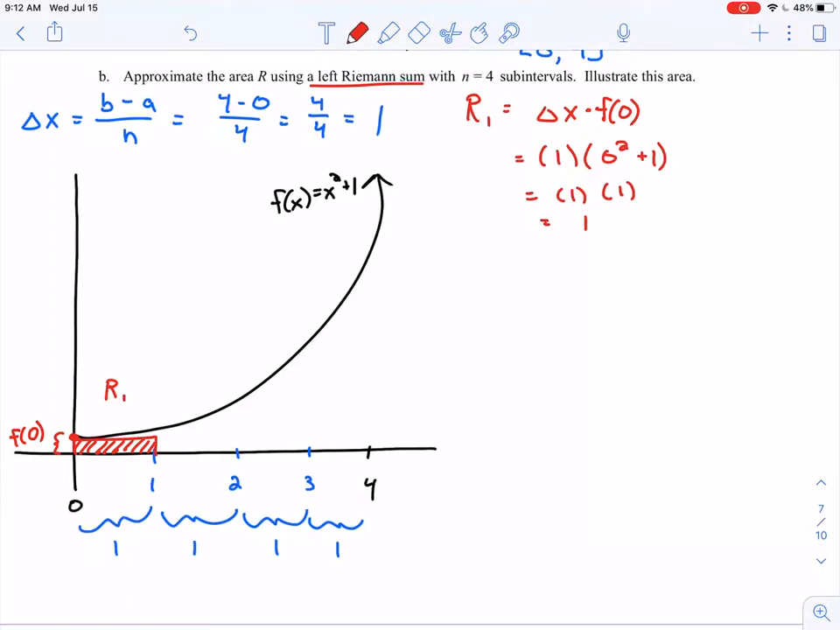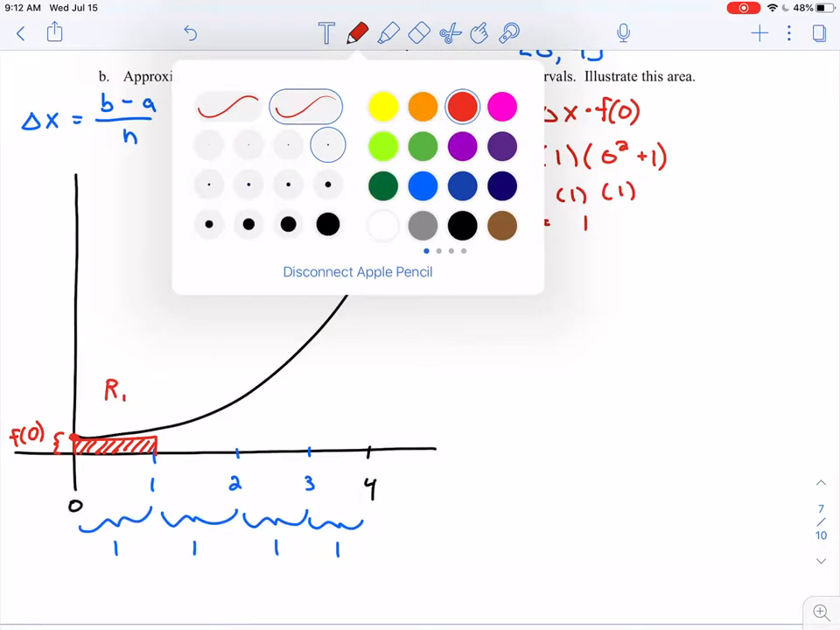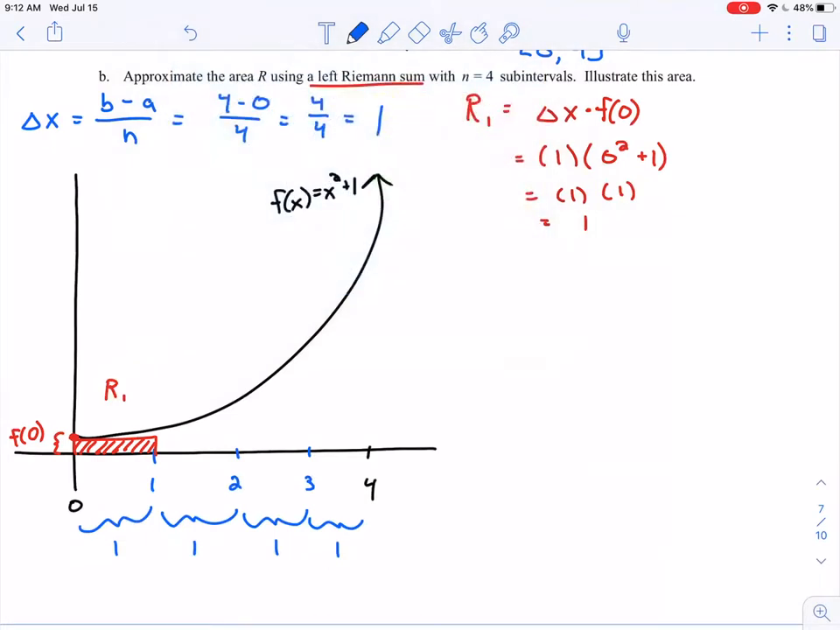Now I'm going to move on. Let's maybe do this in a different color. Let's do this in, oh boy, I don't want to use green here. Let's do, well, I guess we'll just do blue here for rectangle 2. So now I'm going to look at the subinterval between 1 and 2. So I'm looking at this subinterval. I'm going to call this rectangle 2.